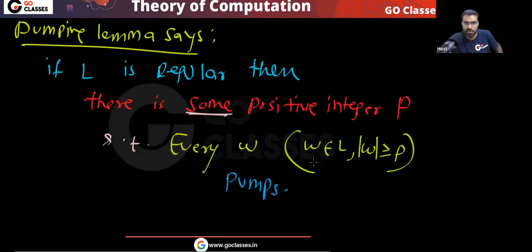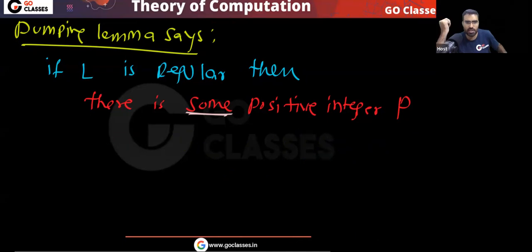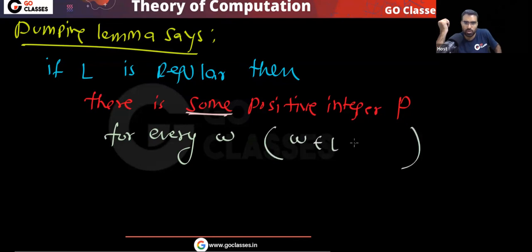Very simple. These are your candidate strings. So every candidate string pumps. So we can write it like this: there is some positive number P such that for every W belonging to L and length of W greater than or equal to P, for every such W, what will happen? Every W which satisfies this property.